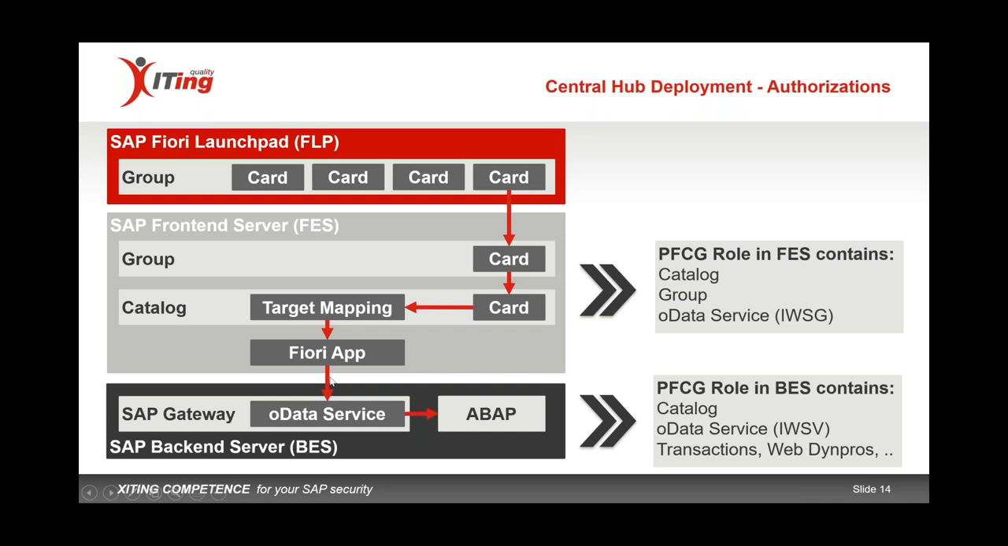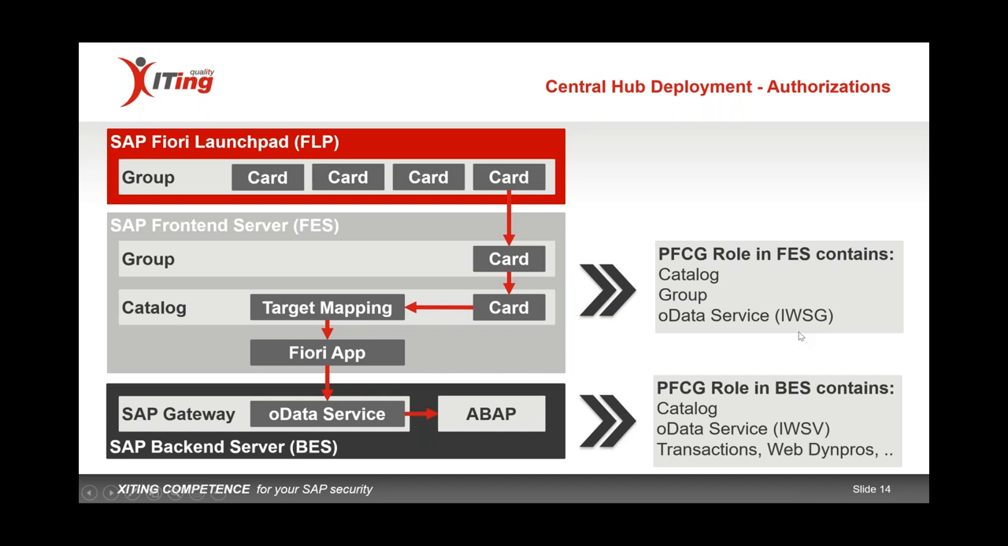And there are two different types of OData services. We can see it on the right-hand side. On the front-end server, what I have to authorize so that the user can see the tile is the IWSG OData service, type IWSG. I always remember that the G stands for gateway, because gateway is my front end. Then on the back end, I also have an OData service, which is the IWSV. I just call it the server or the service. That's my back end. So we have to be able to differentiate the SG and the SV OData service.